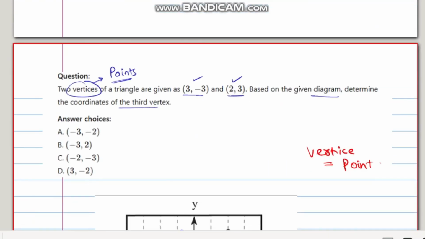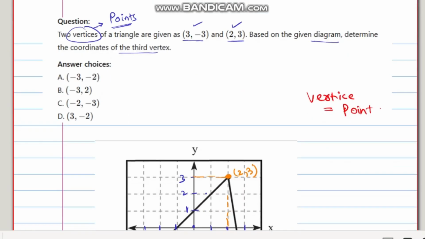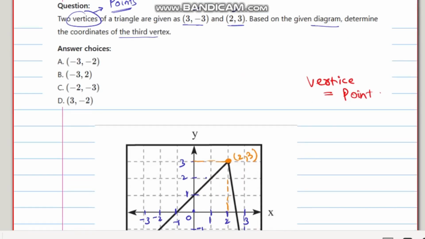2 3, where does the 2 3 point lie? We will note the 2 3. It means that x is 2 and y is 3. This is the point. Above, this is y and this is the point. 2 3, x is 2 and y is 3. Now the question is asking to determine, it means find the coordinate of the third vertex.